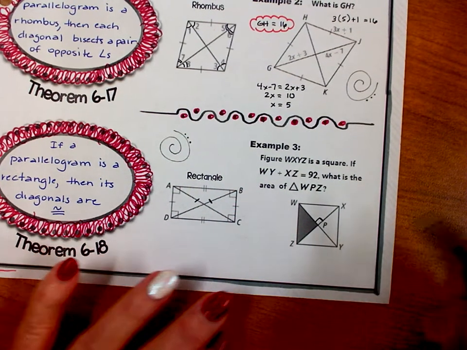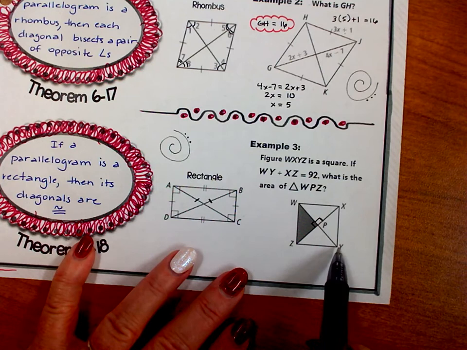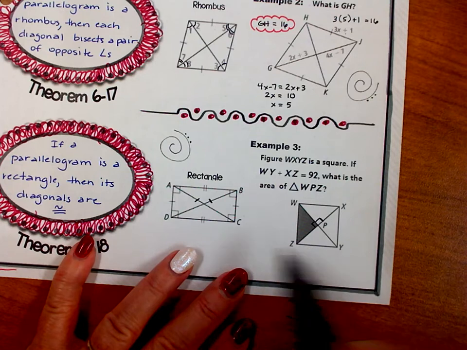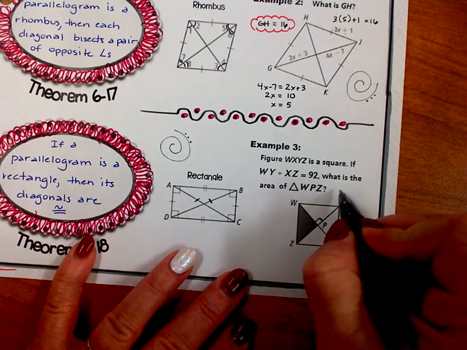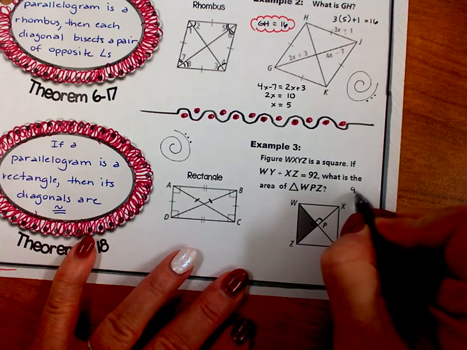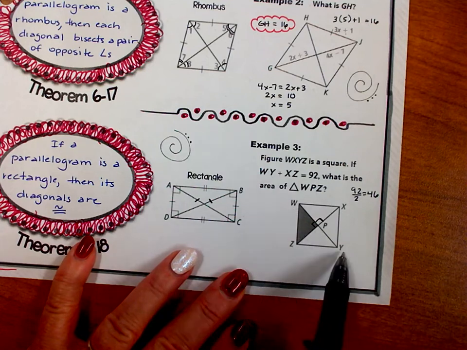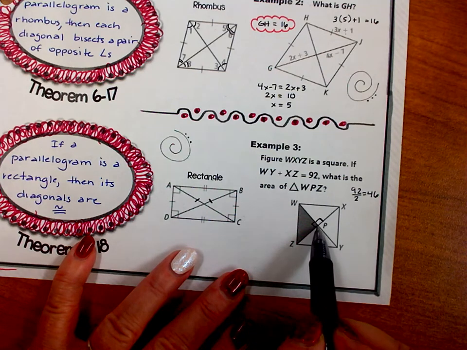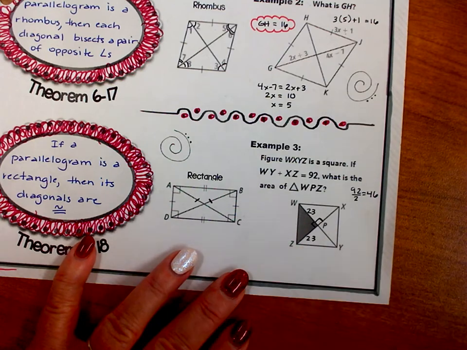So let's take a look at this. If we have WY, which is right here, plus XZ, which is right here, equals 92. And we know that in a rectangle, the diagonals are congruent. That means that we're looking at 92 when you add them together, so you divide them by 2. So 92 divided by 2 is equal to 46, which means that WY is 46 and XZ is 46. Now, since they're bisected, that means each one of these sides is going to be half that. So we're looking at 23.